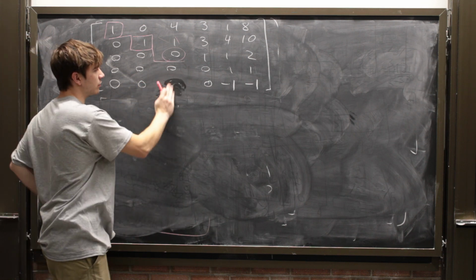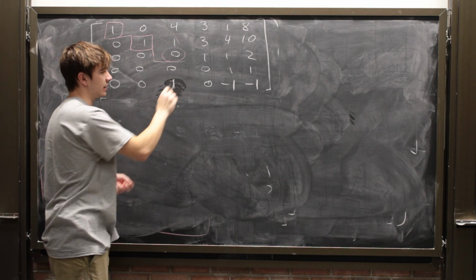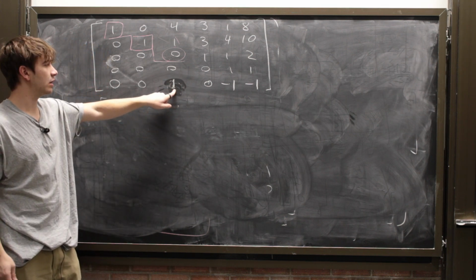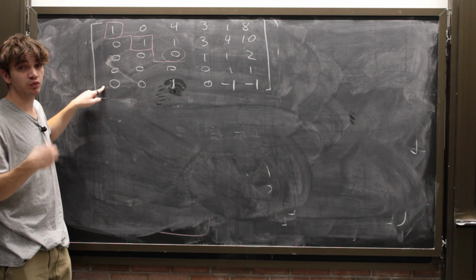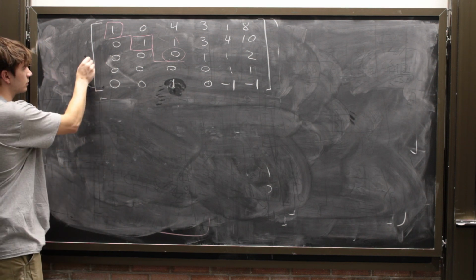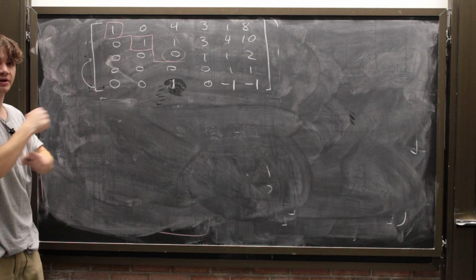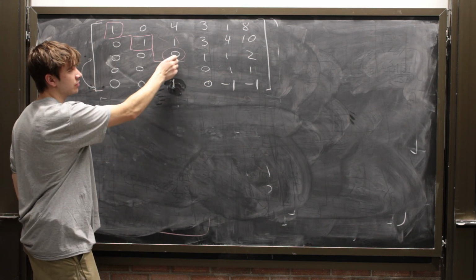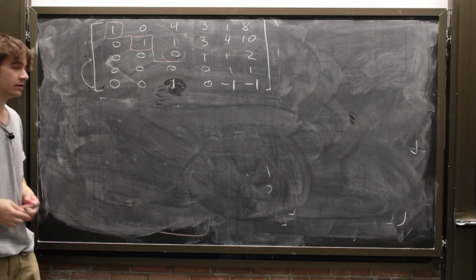However, if this number was like a 1, for example, if there was a 1 below this 0, then at this point I would swap rows. So I would swap these two rows, and by swapping the two rows, I would end up with a 1 in the place that I needed, okay?